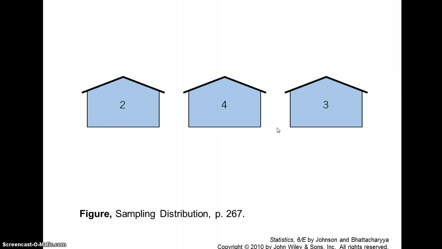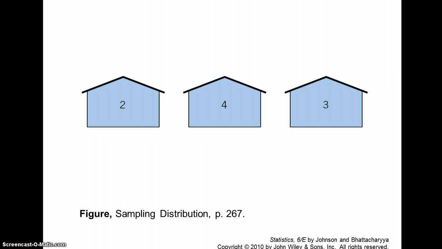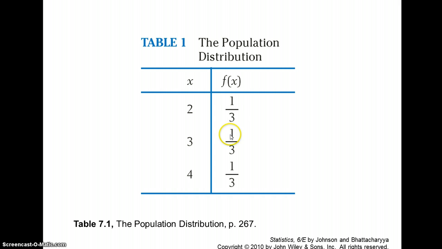So if we look at the population distribution of the variable, the number of apartments: if we pick a unit randomly, what's the chance of getting a unit that has 2 apartments? We only have 3 units. If you randomly pick one, only one unit has 2 apartments. So the probability is 1/3.